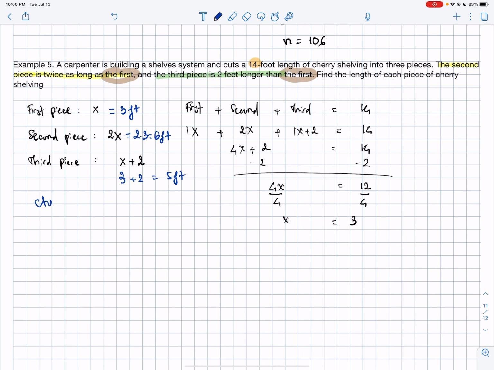How do we check this answer to see if we got it right? We add all of the lengths of the pieces together. So 3 plus 6 plus 5, and we get a total of 14, and that is the length of the cherry shelving before it was cut.